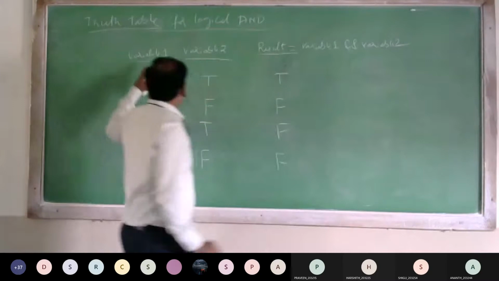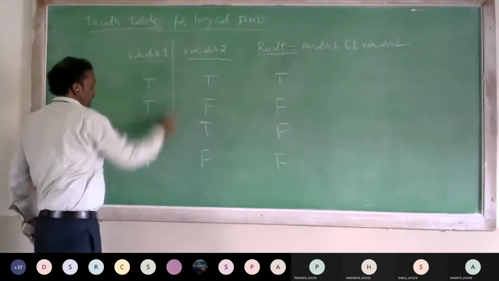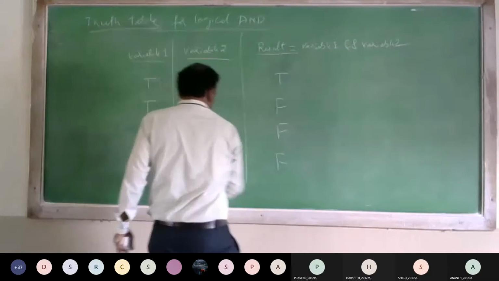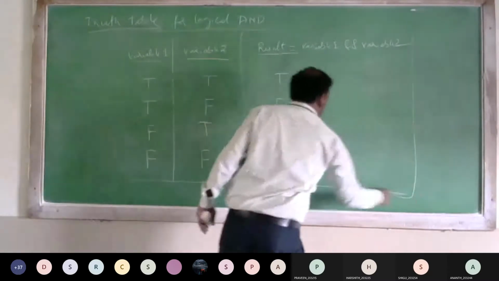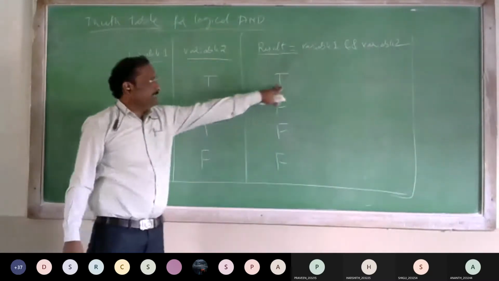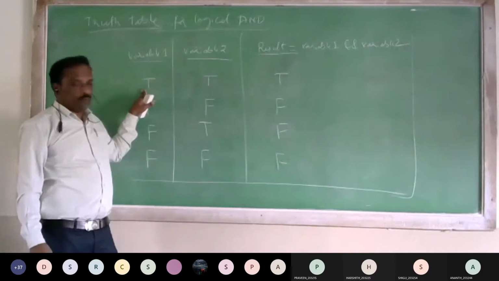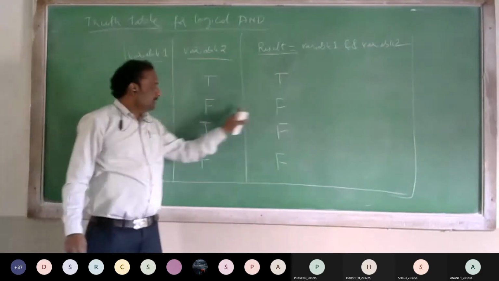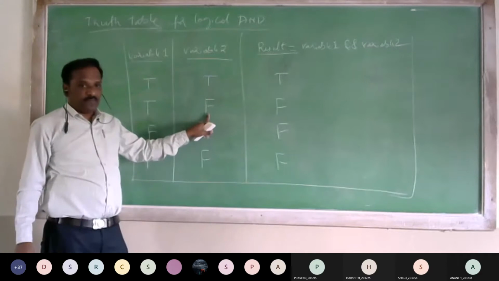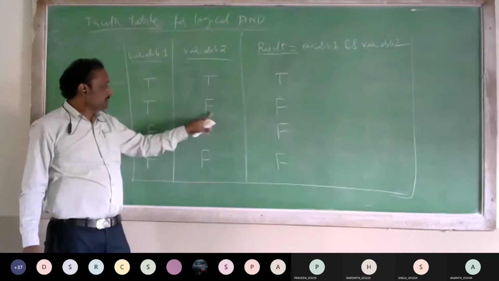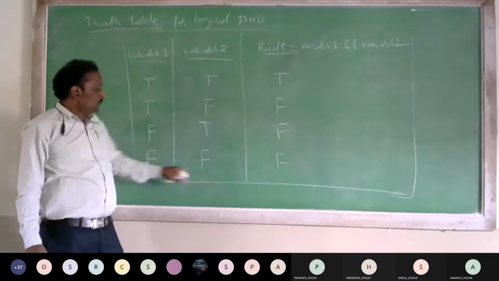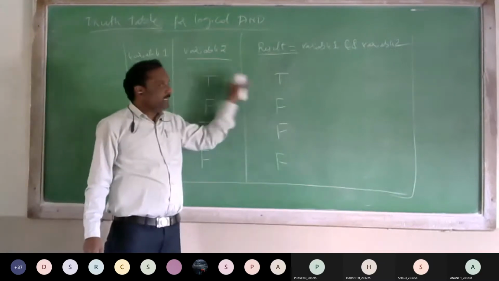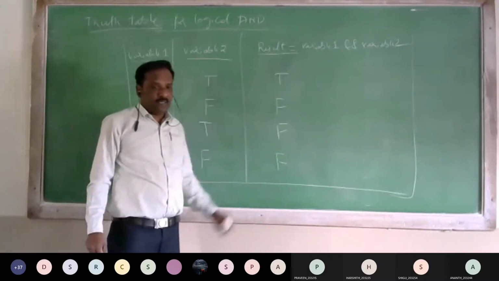Now, after this is understood: variable 1, variable 2, and the result. The result is true when both are true. The result is false when any one of the variables is false. Here the second variable is false, here the first variable is false, here both variables are false. So it is true only when both are true. In other cases the result is false.